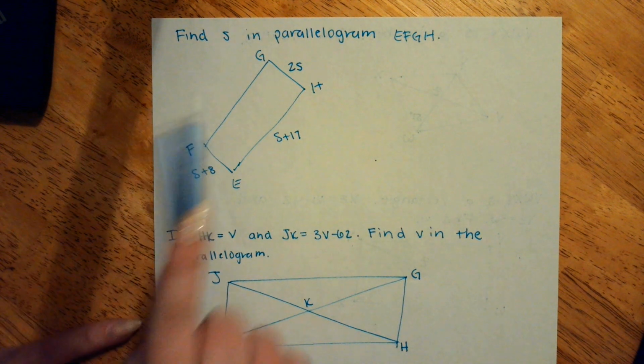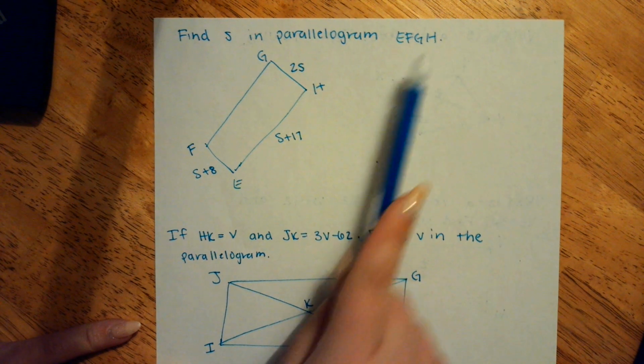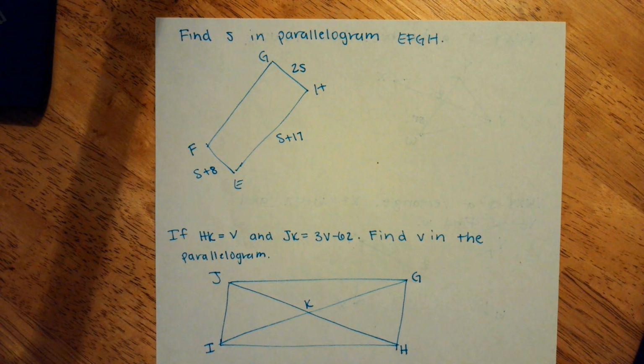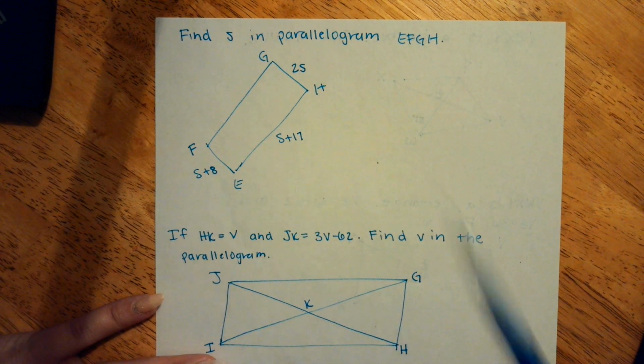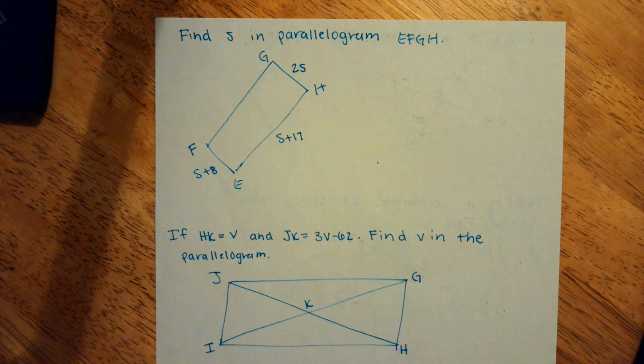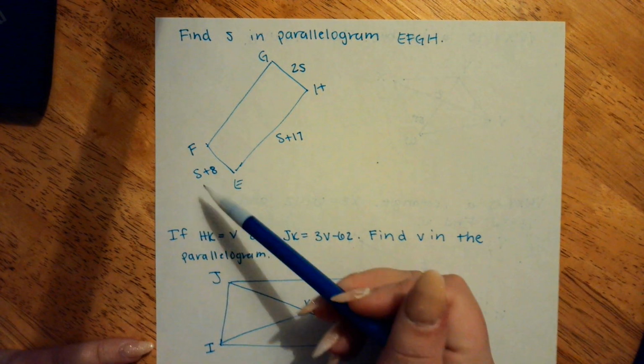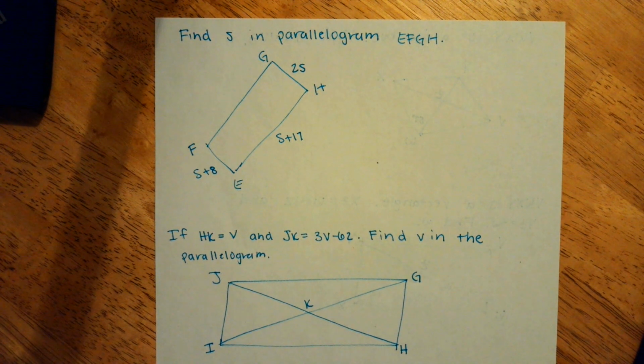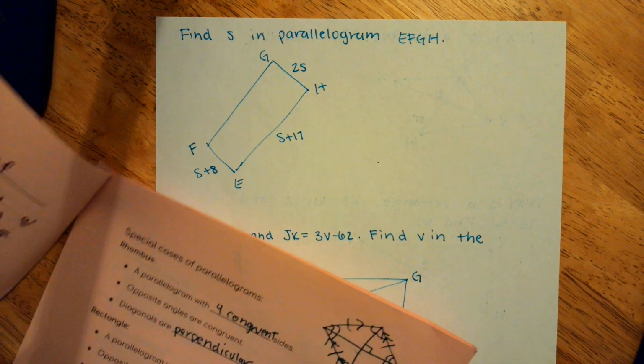It says find S in the parallelogram EFGH. So I'm telling you that this is a parallelogram. Now, of course, I drew this at home without a ruler, so it does not look like a parallelogram, but when you do it on IXL, it will definitely look more like a parallelogram. All right, so we know some of the side lengths here, so we've got to look at our notes because we're using our resources, and we've got to look at the properties of a parallelogram. All right, let's flip to that page.